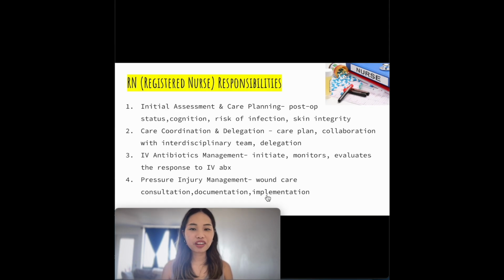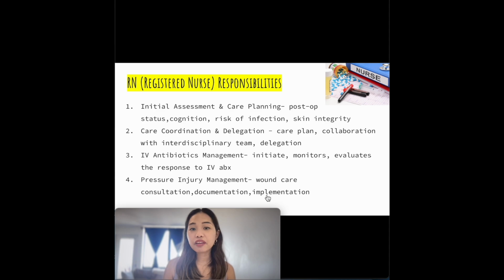Another responsibility of the RN would be care coordination and delegation. Once you have done that care planning, it might involve collaboration with interdisciplinary teams. So you might need to do some referrals to maybe occupational therapists or physiotherapists or a dietitian as well. And that's something that the RN will do. Another thing would be delegation. And how can you delegate when you don't know the scope of practice of the LPN and healthcare assistant, or at least are not familiar with it? That's why it's important for you to know that.